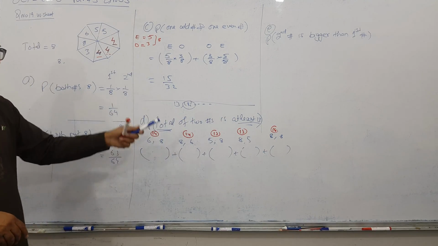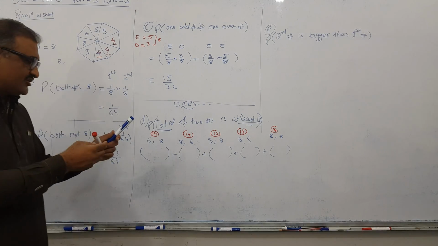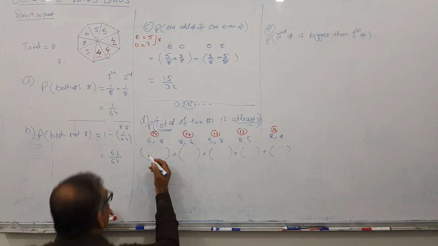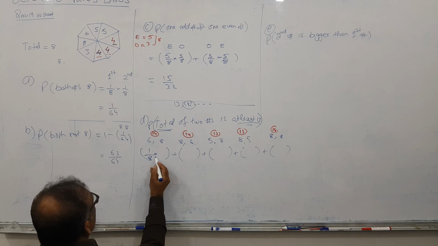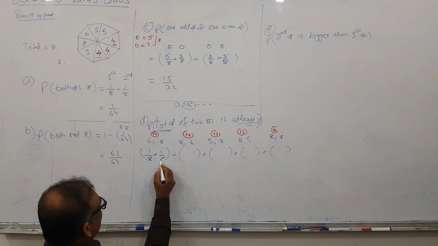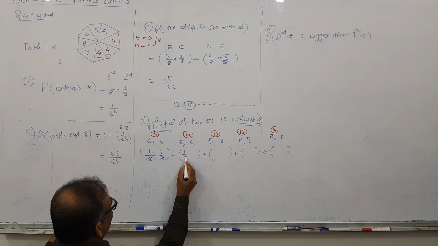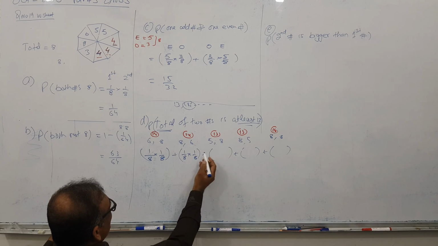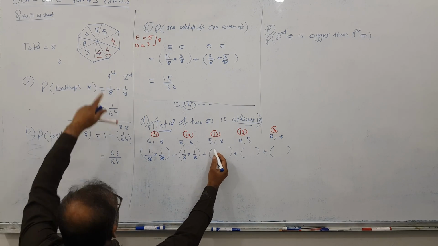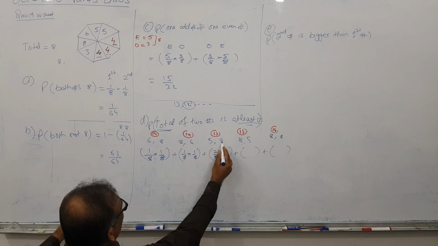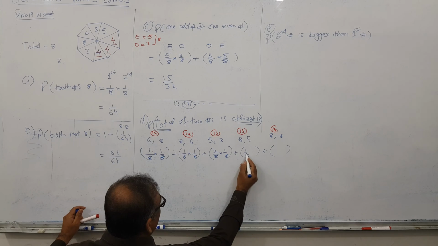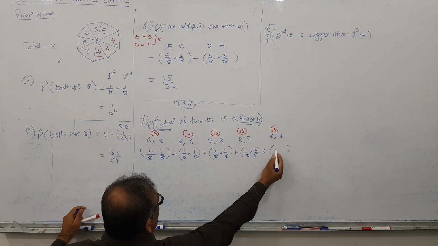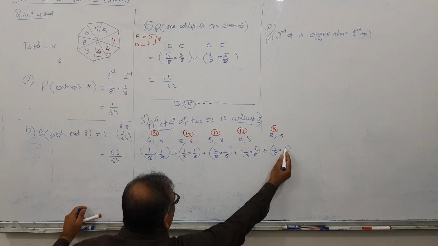So if I add them, I get 13 and above 13. Let's see how we can answer. How many 6s do we have? 1 only, so 1 out of 8. How many 8s? Again 1, so 1 by 8 into 1 by 8. And how many 5s? We have 2 5s, so 2 by 8. How many 8s? 1 8 is there. Same story here: 1 by 8 into 1 by 8.